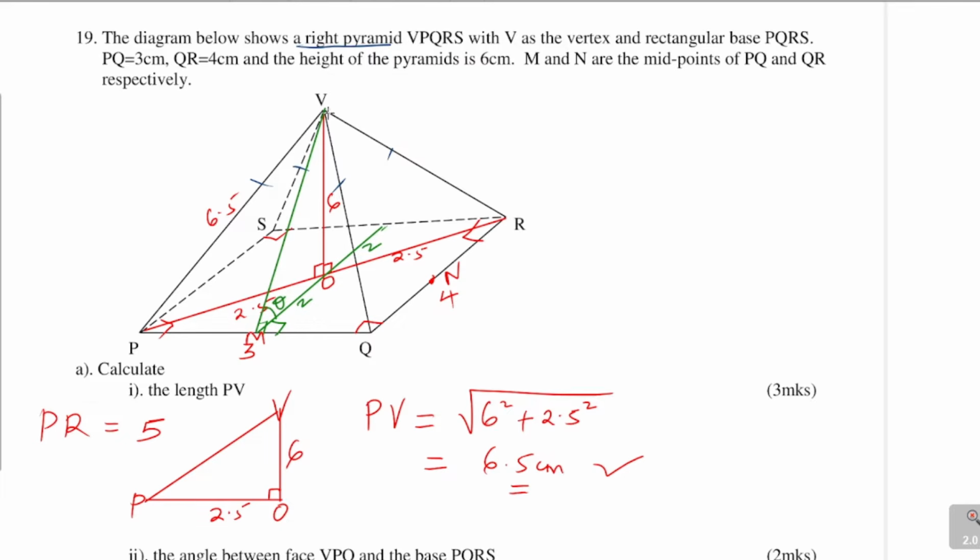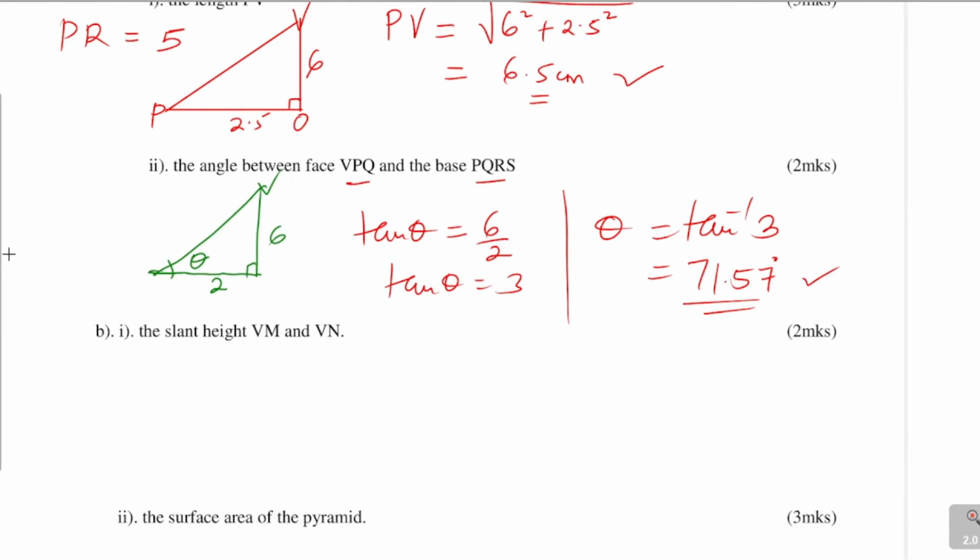The first one is here. This is the slant height VN, and then we have VM. To get that very easily, we just need to look at this triangle VPQ. So let me extract that, VPQ. So VPQ, M is here in the center.